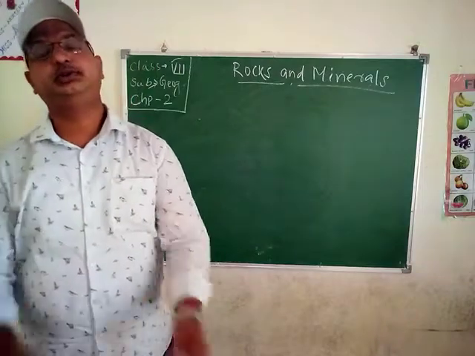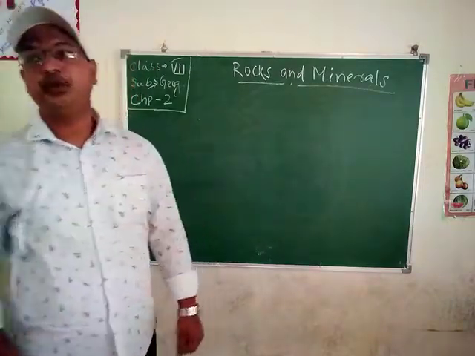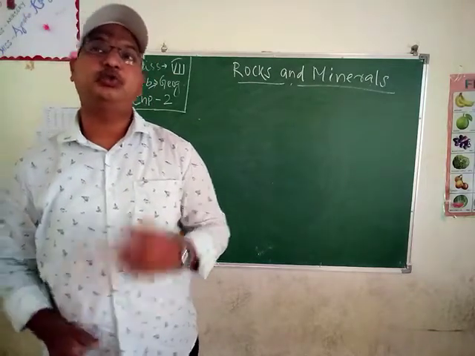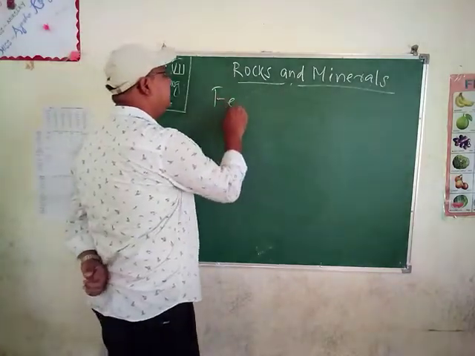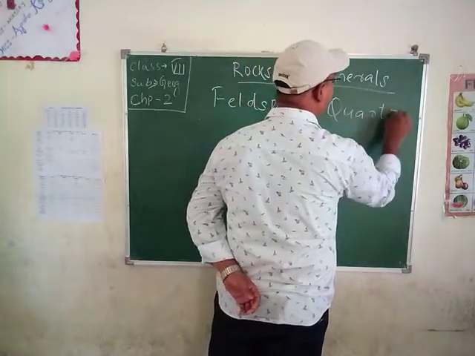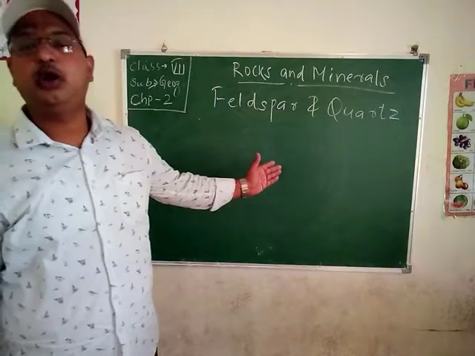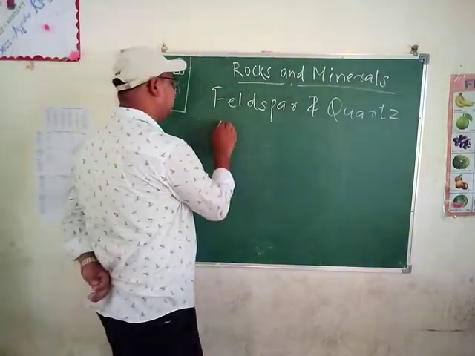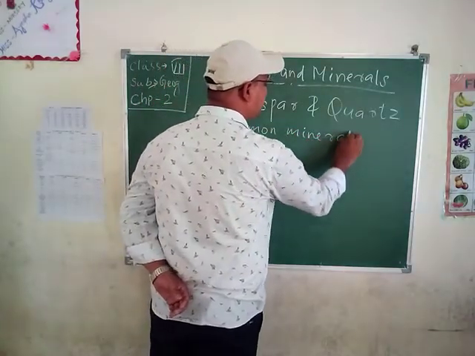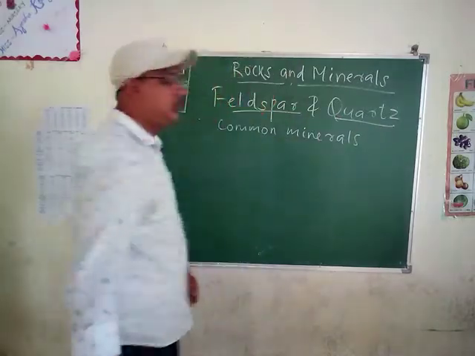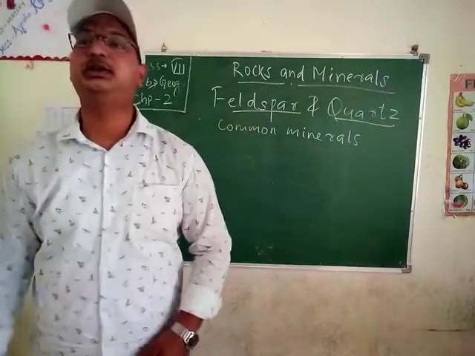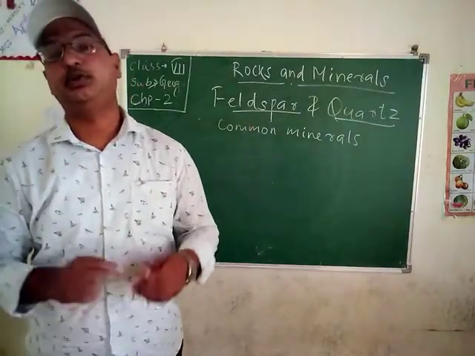Students, rocks do not show a definite chemical composition. And one more thing, students: feldspar and quartz are the two most common minerals found on Earth. I can write here: common minerals. This is the most important part of the study of rocks, that feldspar and quartz are the most important minerals found inside the rock.